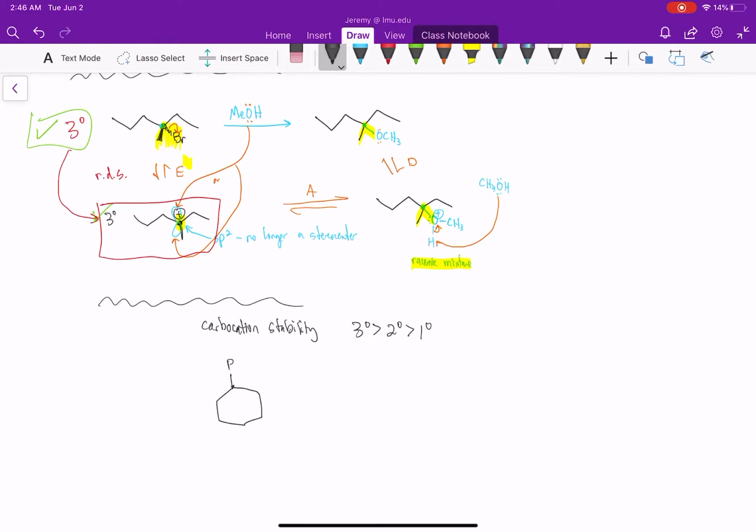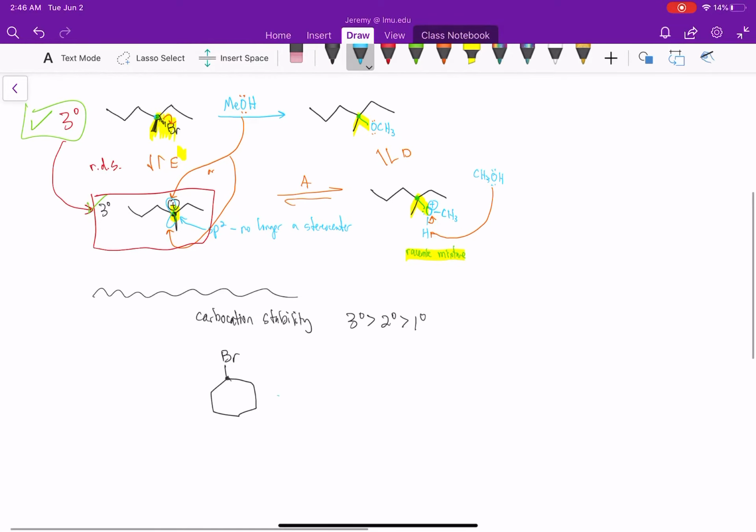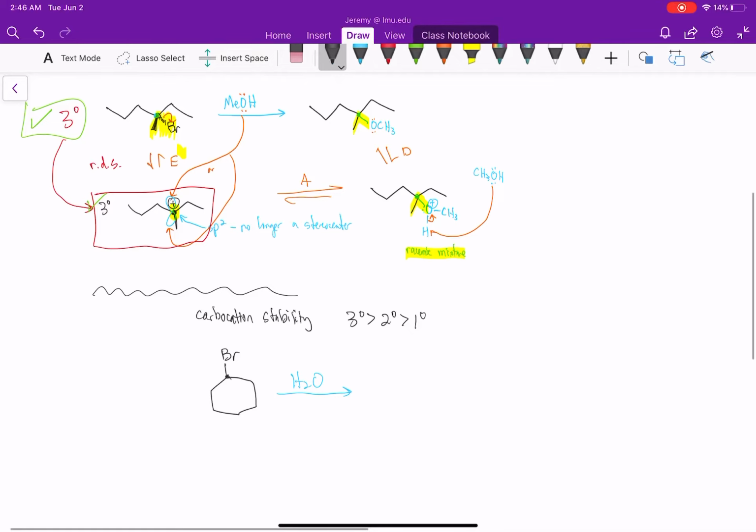So here I have a bromine that's not a stereocenter. If I react this in water, we can do a substitution reaction. We can do an SN1 to form our alcohol here. The mechanism would be exactly the same. You would eliminate out the bromine, you would attack with your water molecule, and you would deprotonate. And this reaction definitely will work. A secondary alkyl halide will absolutely work.